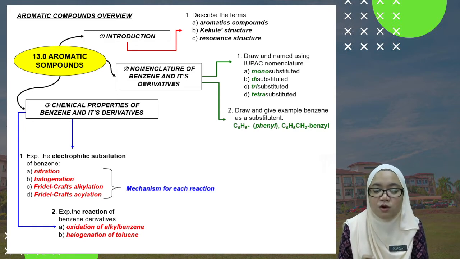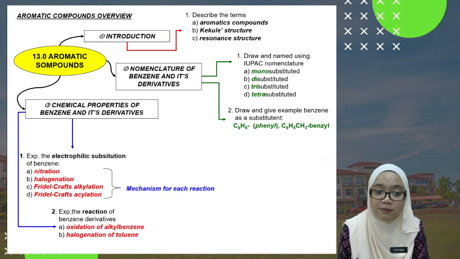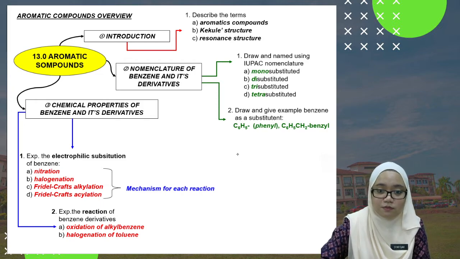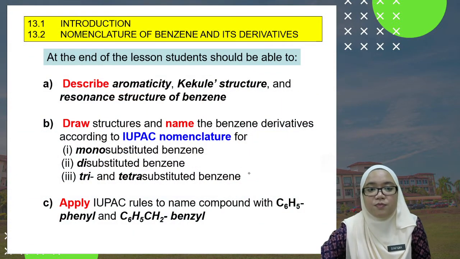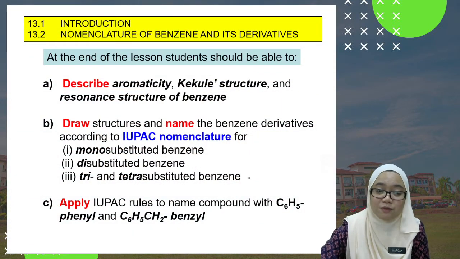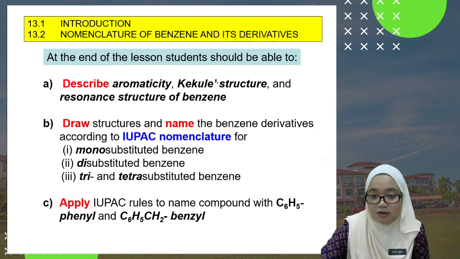And the second one, we are going to learn about the nomenclature of benzene and its derivatives. And third one, we are going to learn about the chemical properties of benzene and its derivatives. So let's go for chapters 13.1 and 13.2. We are going to learn about what is aromaticity, Kekule's structure, and resonance structure of benzene.